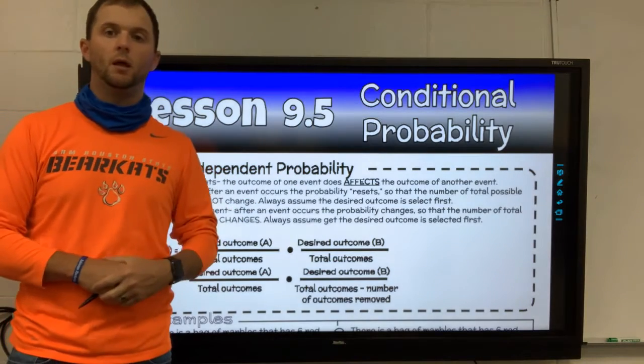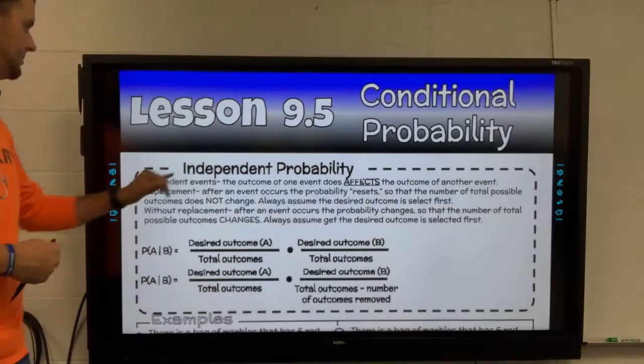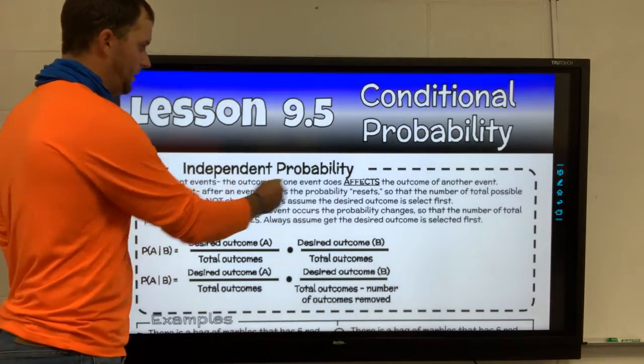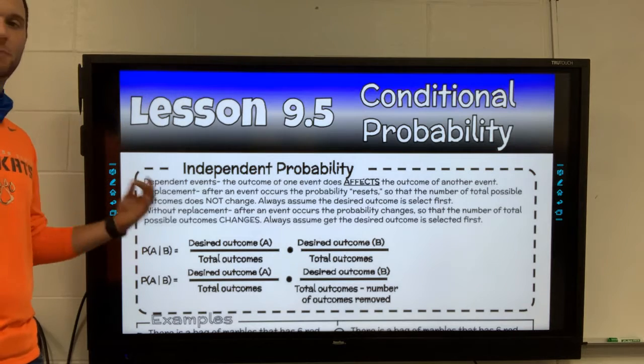Conditional probability. It's just another step in our probability lesson, and let's jump into it. So it's supposed to say conditional probability right here. So conditional probability, first thing we're going to look at is a dependent event.